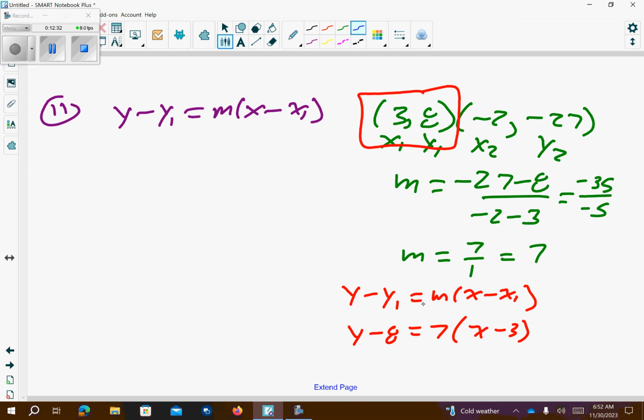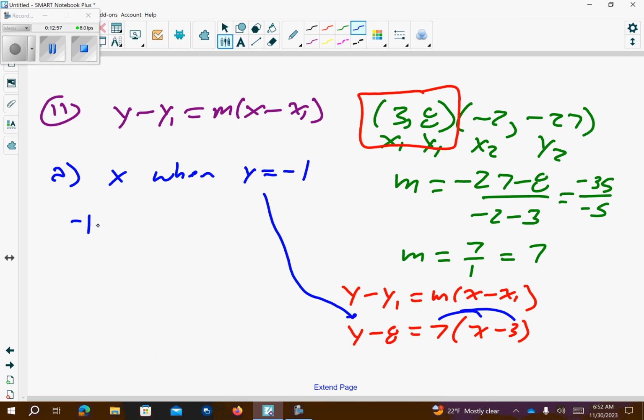Okay. Now for the second part, for letter A, we want to figure out x when y equals negative 1. So we could do this a couple ways. Let's not convert this. Let's keep it as is. So I'm going to take my y value and plug that in right here. So I'm going to get negative 1 minus 8 equals 7 times x minus 3. That's going to give me negative 9 if I combine those.